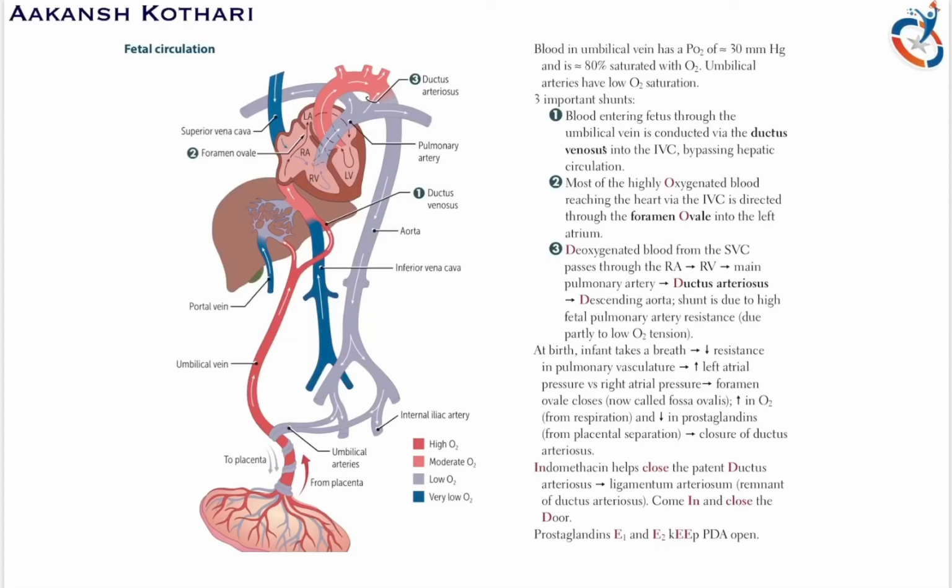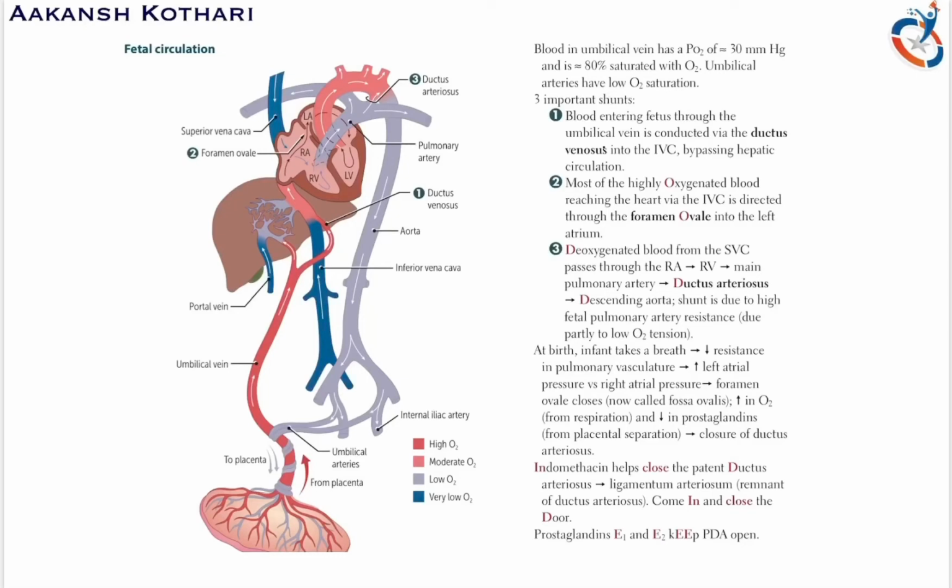Is it clear? This third shunt is due to the high fetal pulmonary artery resistance. There is a very high fetal pulmonary artery resistance here, okay, which is majorly caused because of the low oxygen content. What happens at birth is there is a decrease in the pulmonary vasculature. There is a decrease in the resistance in the pulmonary vasculature, which leads to an increased left atrial pressure. There is an increase in the left atrial pressure as compared to the right atrium.